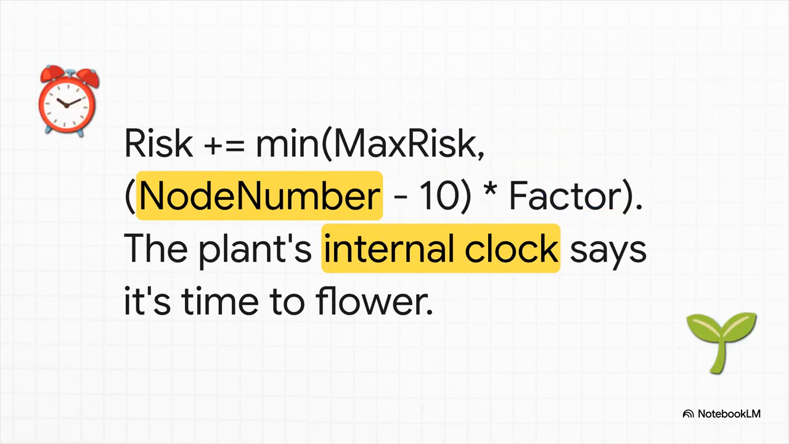And the final danger signal is simply age. The more leaves a plant has past a certain point, the more naturally inclined it is to bolt. This is just a plant's internal clock saying, okay, I'm mature now, it's time for me to complete my life cycle.